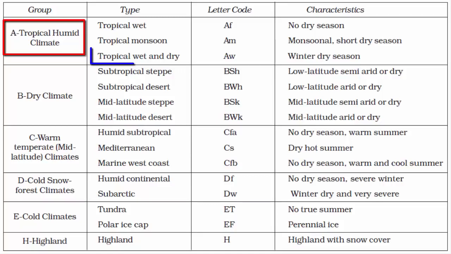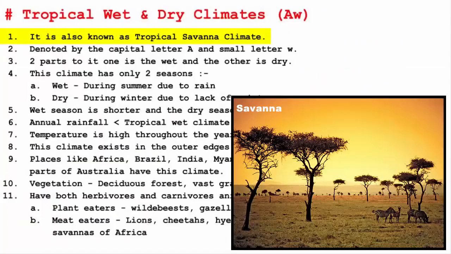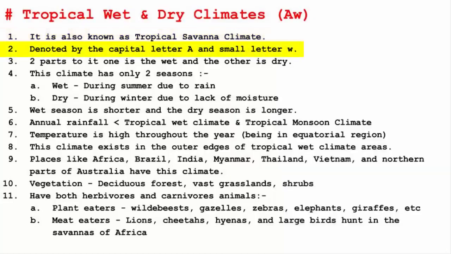This video is on tropical wet and dry climate. It is the third subdivision under tropical climate. Now it is also known as tropical savanna climate. Savanna are the large grasslands. It is denoted by the capital letter A and small letter W. Again, the capital letter A stands for the entire group, which is the tropical climate, and the small letter W stands for wet and dry climate.